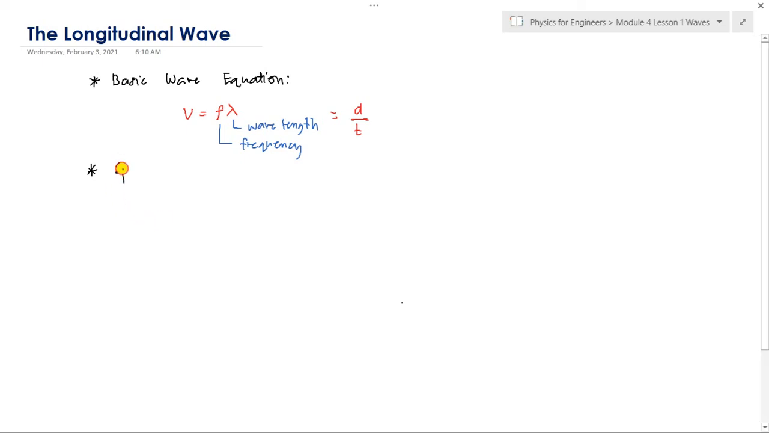So we have here the speed of our longitudinal waves at different media. Okay, so again, longitudinal waves can either be a sound wave or other types of this wave. First is the solid. So, solid. Next is liquid.